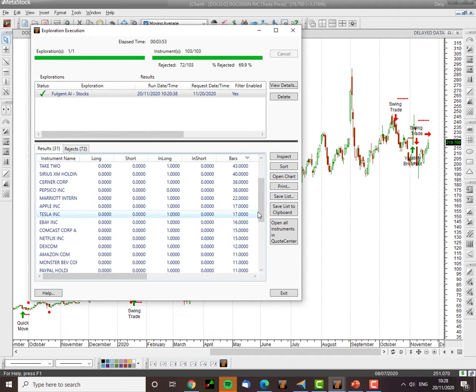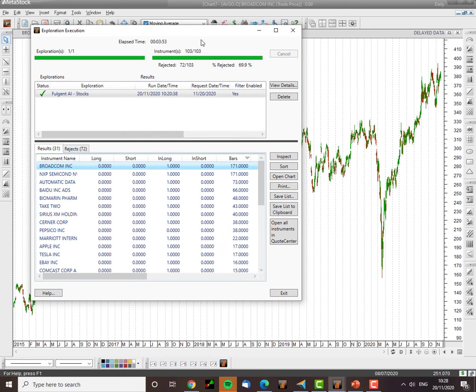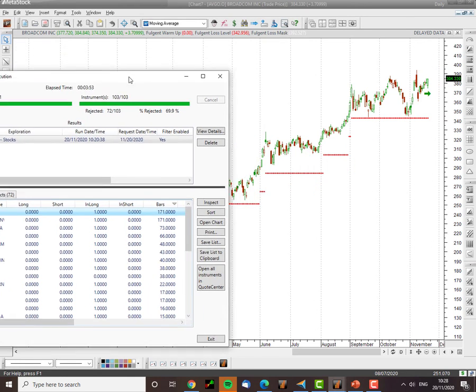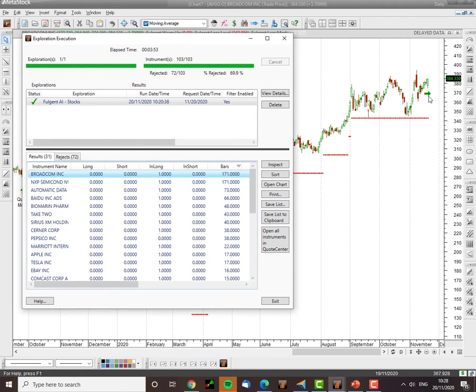We sort that by bars. Broadcom has been in for 171 days, a star performer in the portfolio. You can see the huge move, so it's still grinding up. You've got a stop loss there of 342 so far, and that's the trailing stop moved up. It will be interesting to see if we can see this move higher.